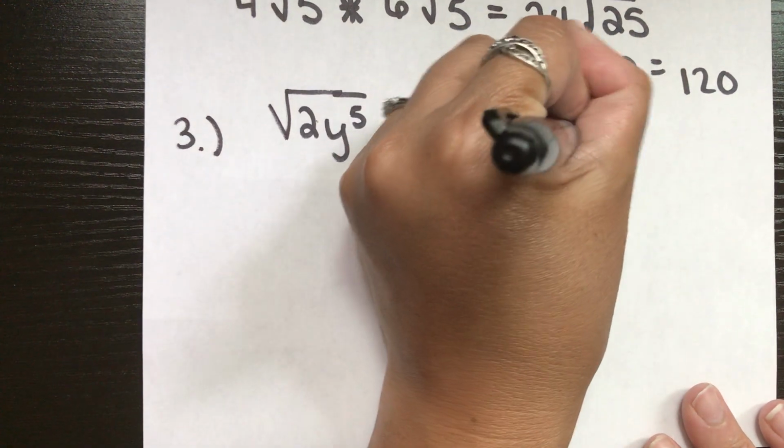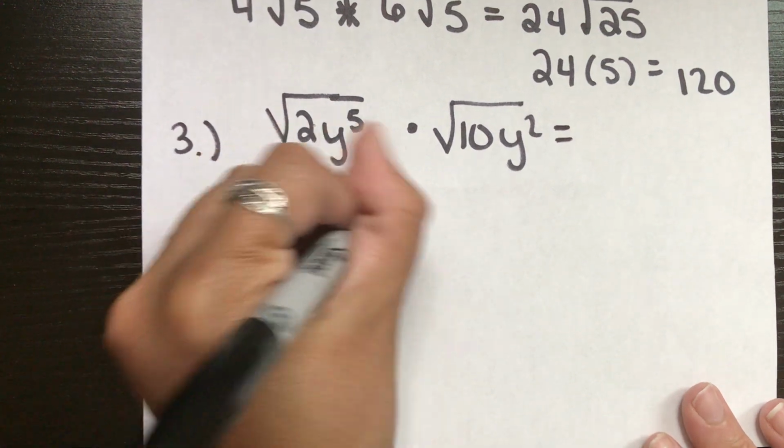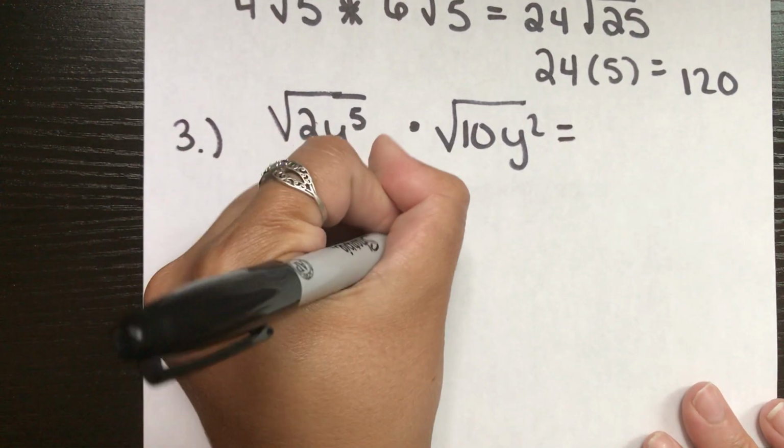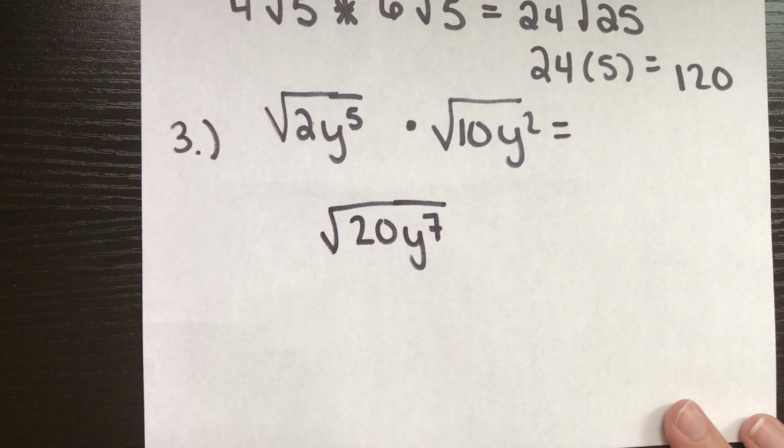So what I would personally do is multiply what's underneath together. 2 times 10 is 20. y to the 7th. Now, why is it y to the 7th? Because when you multiply with variables, the exponents get added. y^5 times y^2 is y to the 7.